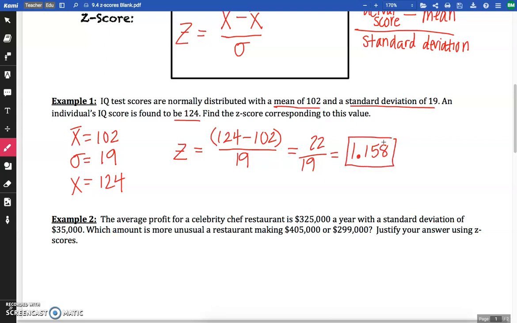So what that means is that this score, 124, is a little bit further than one standard deviation away from the mean. Right? Well, that makes sense. Standard deviation is 19. So 124 is 22 points above the mean. So it's a little bit more than one standard deviation above the mean. Okay.